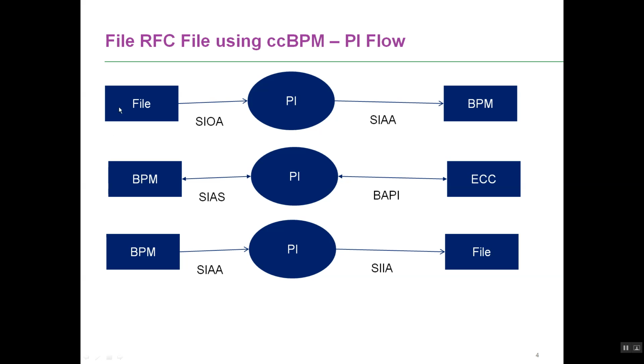So in the first flow, the sender file adapter picks up the file, and our service interface outbound asynchronous is associated with the sender file adapter. And now PI will send the file to a BPM. So BPM becomes a receiving system, and the inbound interface that is used there is going to be SIAA of type abstract asynchronous. So now the BPM has received the message. Next, the BPM needs to have a mapping. The BPM will have a mapping where the request is mapped to the BAPI response, and after that, the BPM is now going to send the message out.